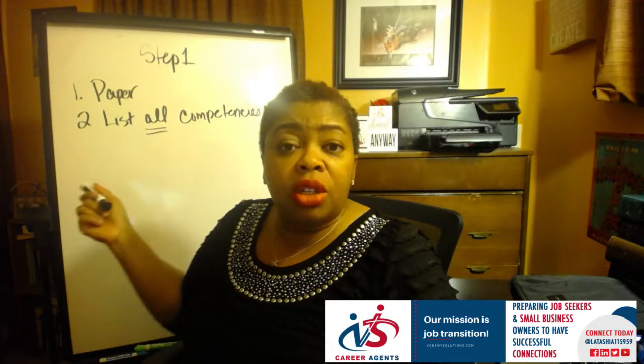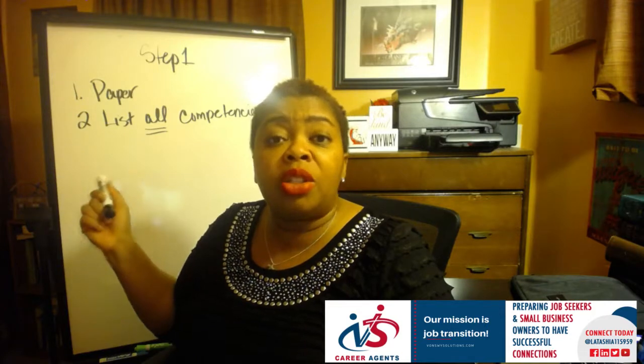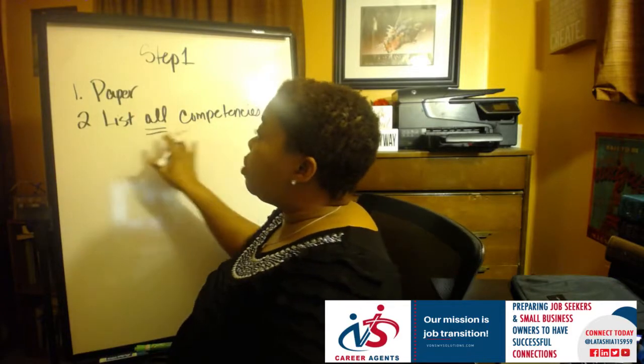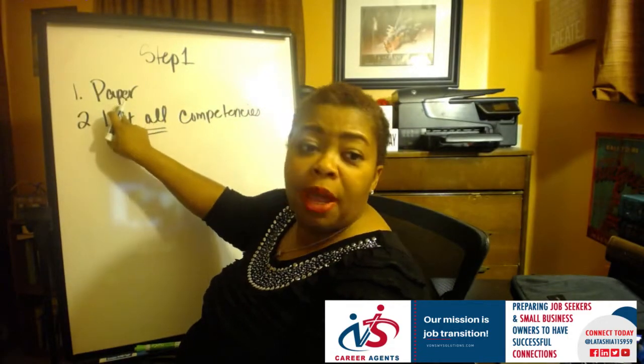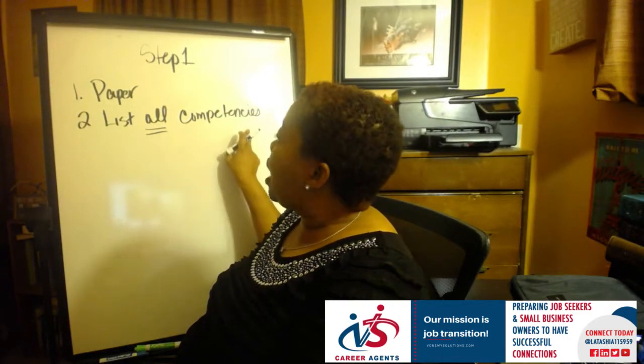What you're going to do as the small business owner is list the roles that are in your organization, and then on that same piece of paper, you're going to list: here are all the competencies that a person needs in order to be successful in this role to work for our organization. So again, just to recap really quickly, step one in creating a career development plan is to grab a piece of paper and list all of the competencies.